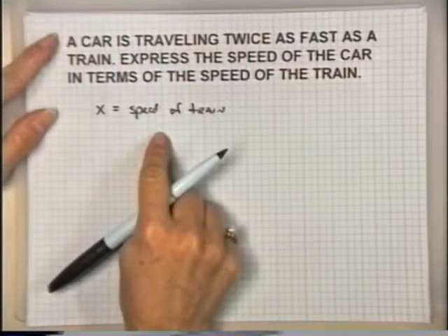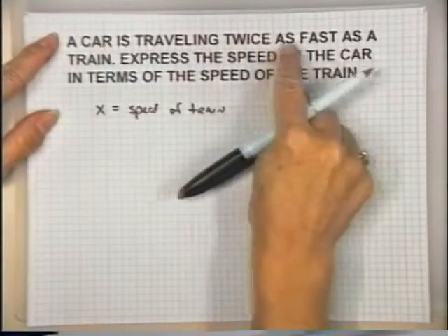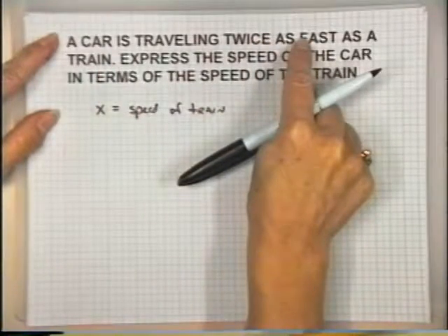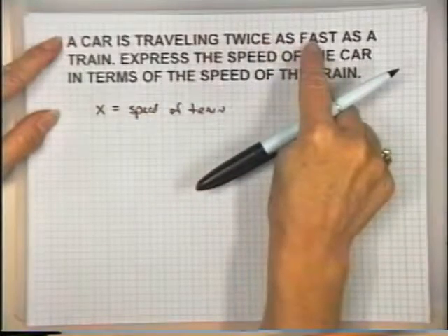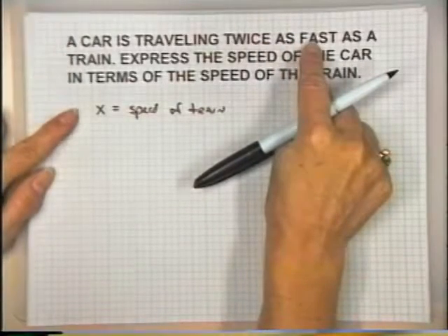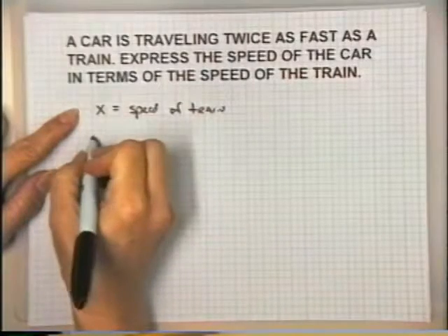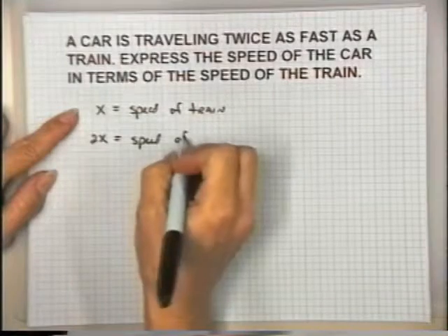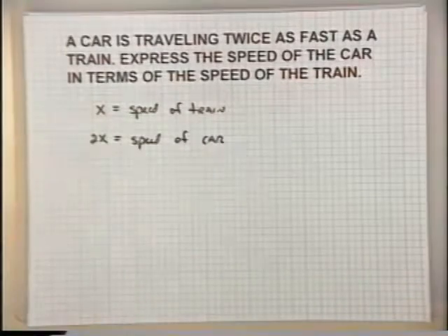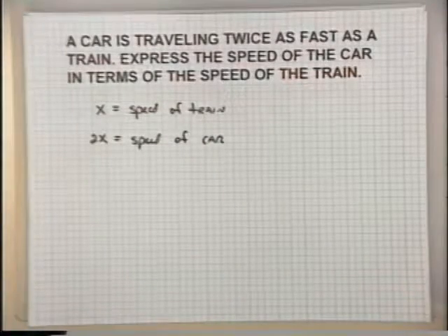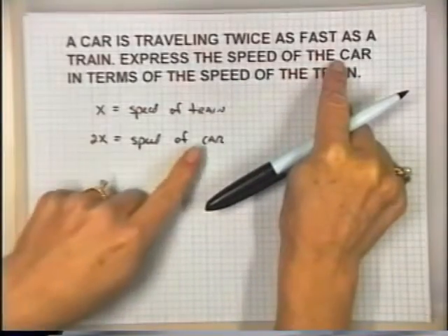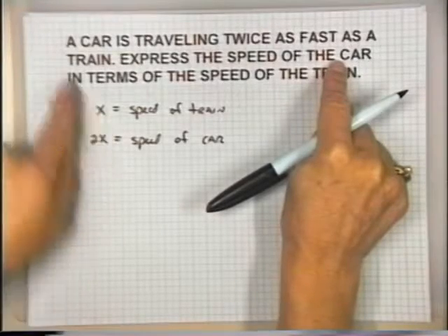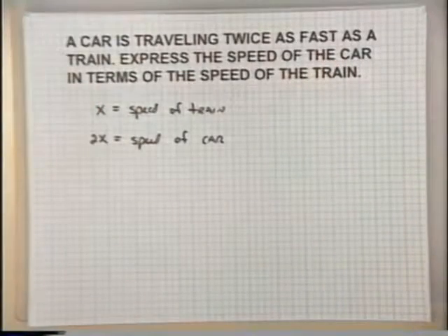Now, if we know our car is traveling twice as fast as the train, twice means 2 times. So the car is traveling 2 times the speed of the train. If x represents the speed of the train, then 2 times x would represent the speed of the car. What we have done here is used one variable to represent both of these speeds, and we have expressed the speed of the car using the variable that we chose for the speed of the train. That's what it means by in terms of.